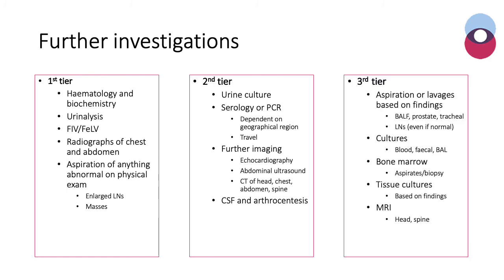Then third tier would be your more advanced aspirations or basically flushes based on your findings. So bronchoalveolar lavage, prostatic wash, tracheal wash. Again, depending on what you find on your imaging, for example, lymph nodes, you might sample them even though they're normal in size. You do cultures, you might do blood cultures, fecal cultures, again, or culture of your bronchoalveolar lavage. You might end up doing bone marrow because you're concerned that it might be a cancerous disease or myelodysplastic component here. Tissue cultures, again, based on findings on your imaging.